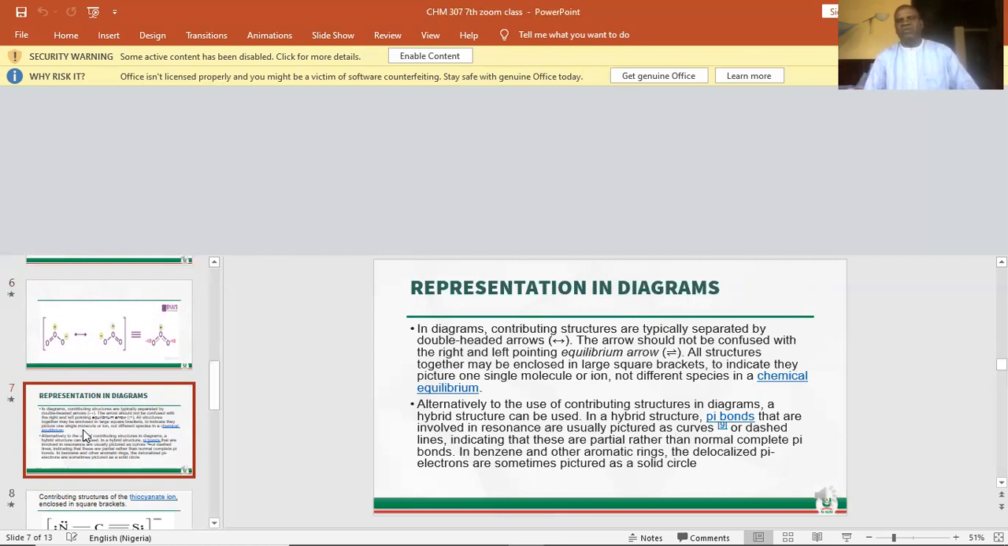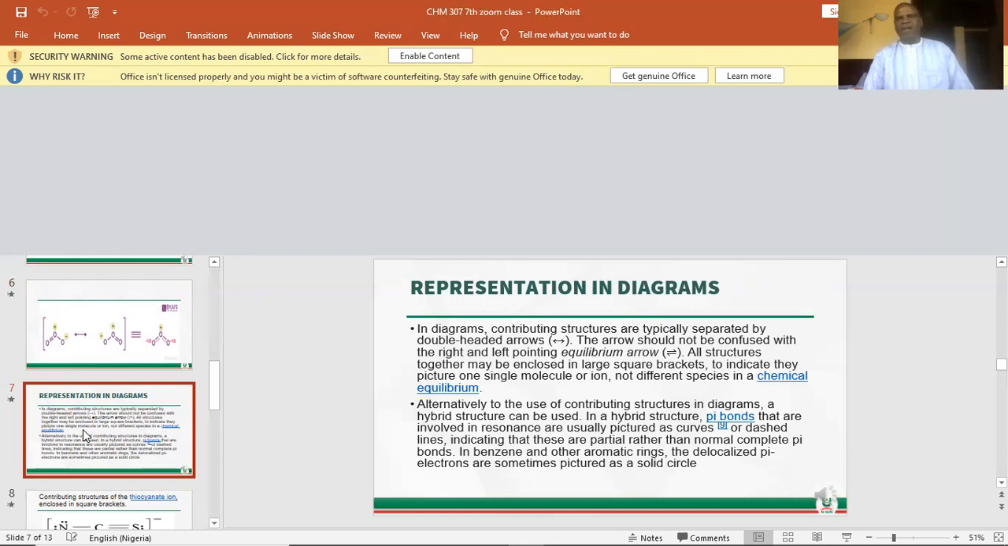Alternatively, to the use of contributing structures in diagrams, a hybrid structure can be used. In a hybrid structure, pi bonds that are involved in resonance are usually pictured as curves or dashed lines, indicating that these are partial rather than normal complete pi bonds.